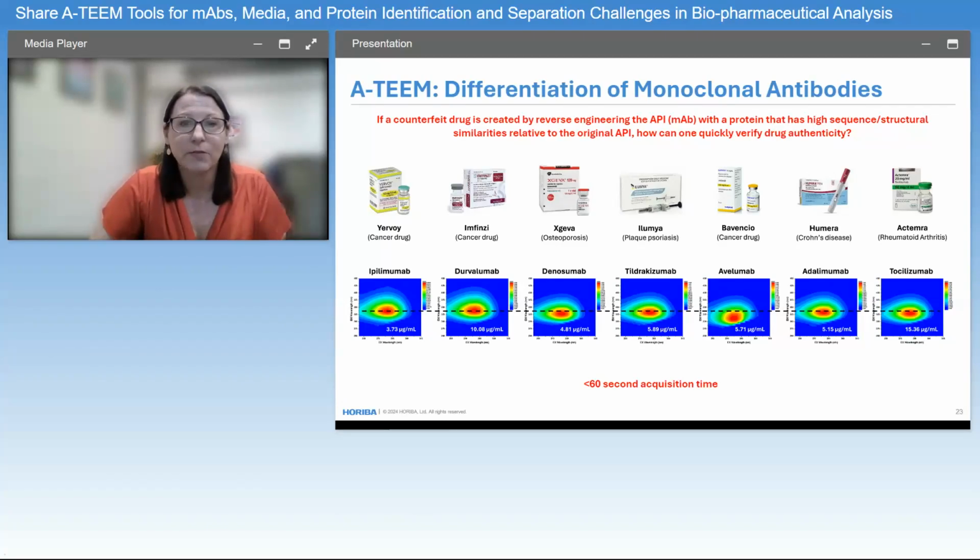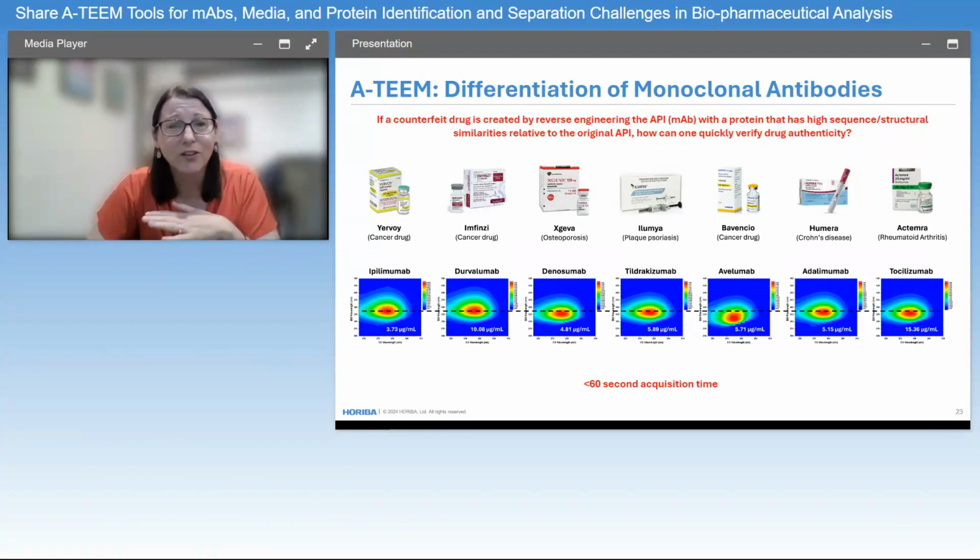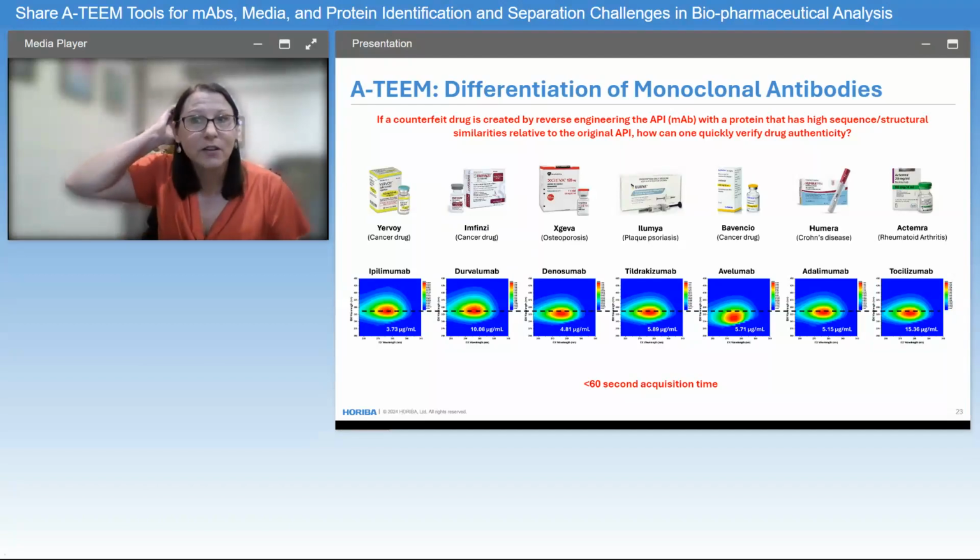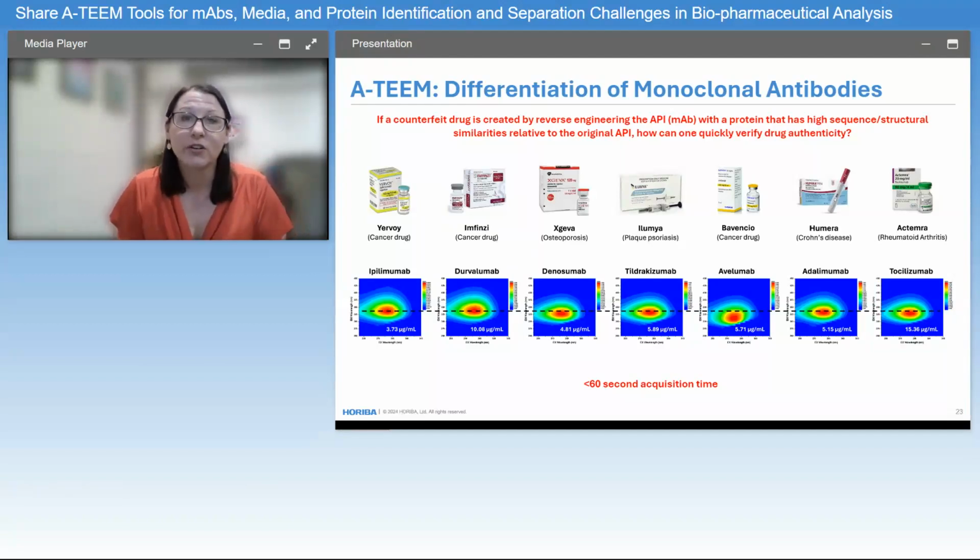As you can see by the A-TEEM fingerprints, and we put a dotted line guide because they all look very, very similar. Some of them you can tell by eye are slightly different in width. Maybe the location is a little bit dipped below that line or a little above. But by eye, it's kind of difficult to distinguish one from the other. But when we use multivariate analysis, we can take that data and actually separate them very easily. The reason for doing this study is to see if a counterfeit drug is reverse engineered. The monoclonal antibody protein, which is the API, if that counterfeit one is very similar to the original, how can you quickly verify a drug's authenticity, right? Is it the real one or is it fake?